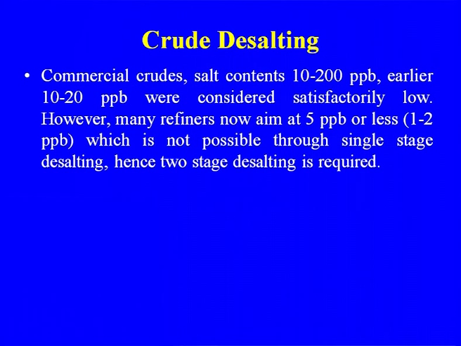Commercial crude salts contain 10 to 200 parts per billion; earlier, 10 to 20 was considered satisfactorily low. However, many refineries now aim at 5 parts per billion, and some even 1 to 2 parts per billion, which is not possible through single stage desalting. Hence, we do two stage desalting to meet the requirement of impurities in the crude which is being further processed.